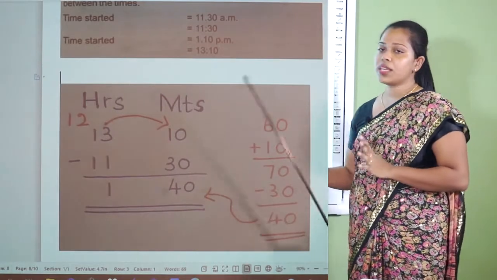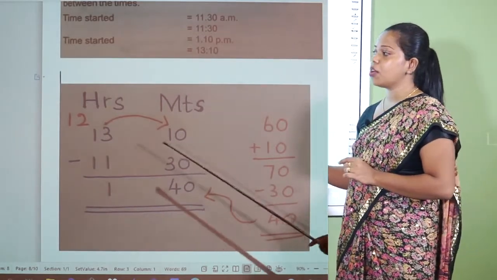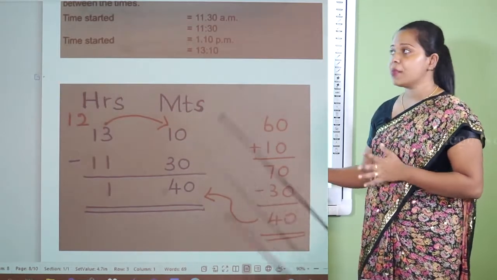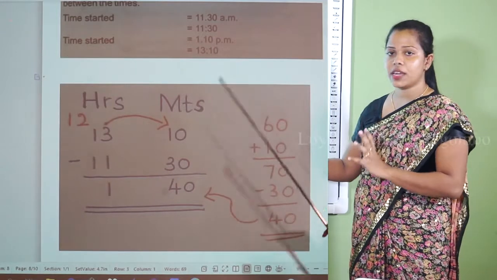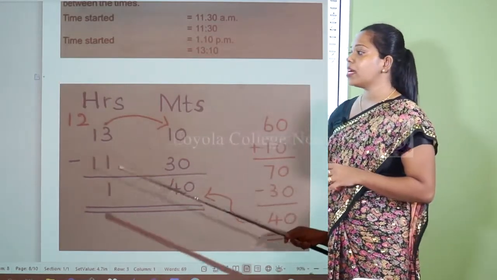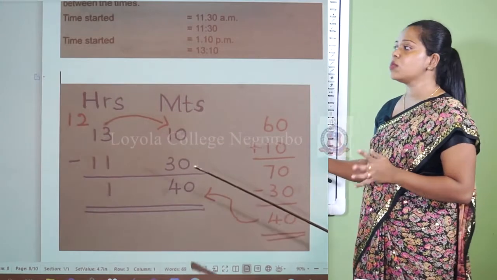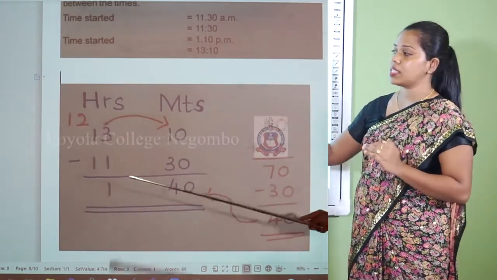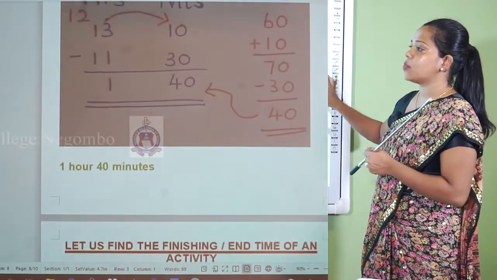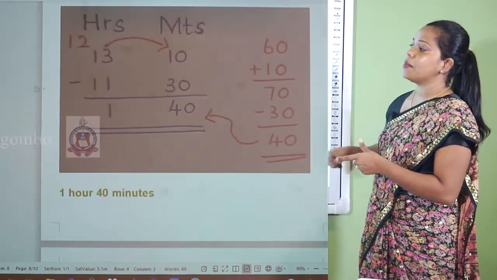I told you in the first sum also, the answer we are not going to tell as 1:40 a.m. or 1:40 p.m., because we are finding the time spent on cooking, spent on a particular activity. So we are using hours and minutes to say that. So it's 1 hour and 40 minutes. The answer is 1 hour and 40 minutes.